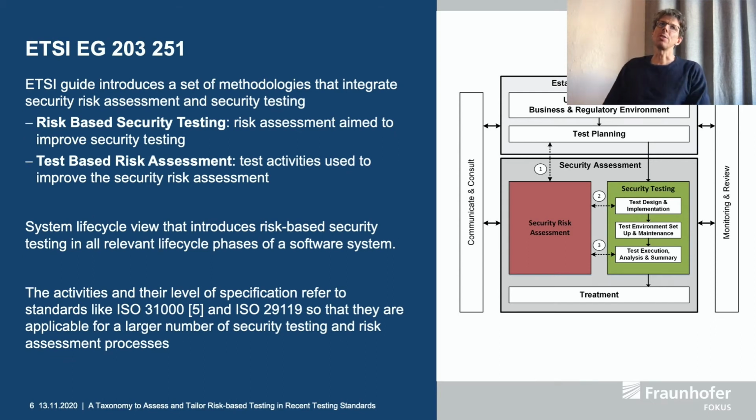Another example is the ETSI guide EG 203 251. This is an ETSI document that especially addresses risk-based testing in the area of security testing. This document follows more or less international standards like ISO 31000 for risk assessment and the aforementioned ISO 29119 for the test processes, and it looks at the systematic combination of both in two directions.